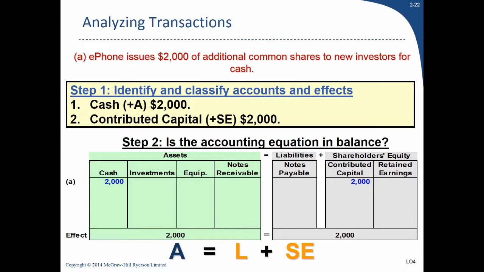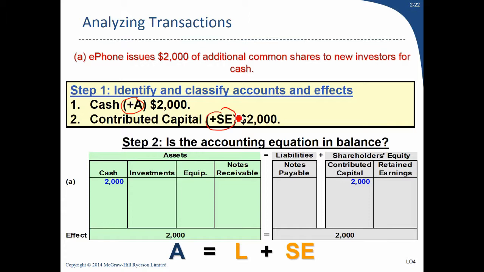So let's go to our steps. Identify and classify accounts and effects. So we know that the cash balance is going to increase, that's the easy half of the transaction. We know we need at least a second account. Remember from day one, what happens when ePhone issues shares? That's recorded as shareholders' equity or contributed capital. Notice how we're identifying plus A. Notice how we're identifying plus SE. Okay?